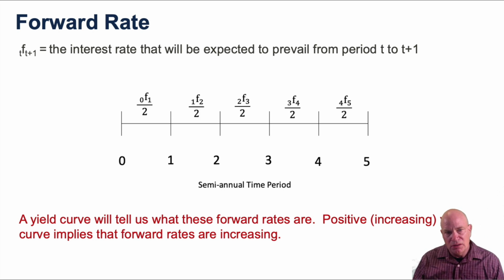What we know is a yield curve will tell us what those forward rates are. We will imply it from the yield curve, and positive or increasing yield curves imply that those forward rates are increasing.